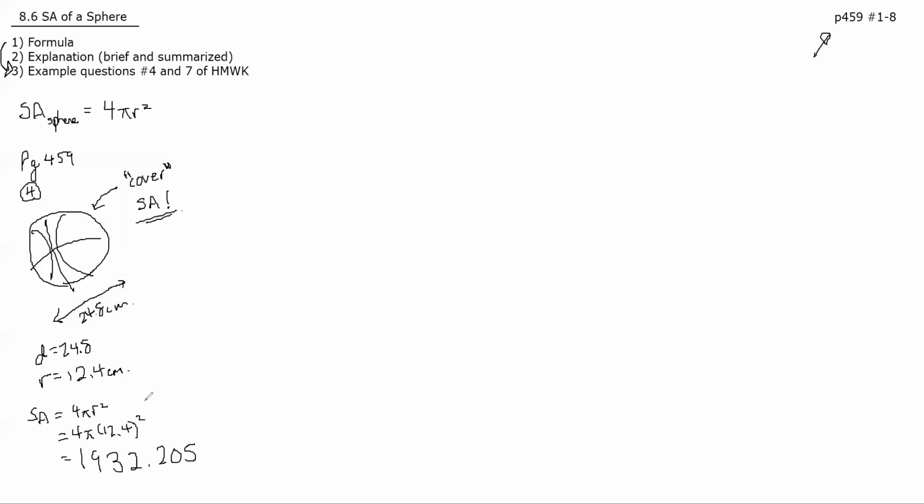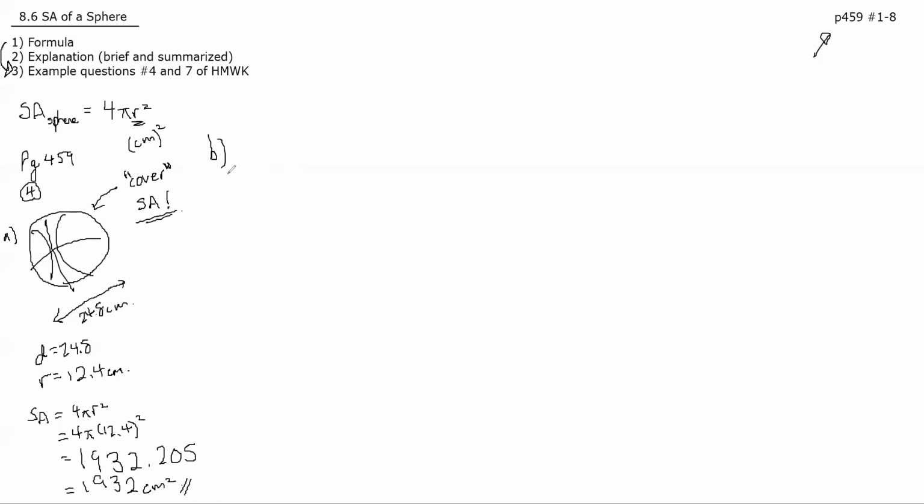And it's asking for the nearest square centimeter, so it's going to be 1,932 square centimeters. Why is it squared? Well, you could think about radius being in centimeters, and whatever radius I have is going to be squared. Centimeters times centimeters, centimeters squared. Another way to give it away is the fact that we're talking about area, surface area. Okay, that's question 4A.